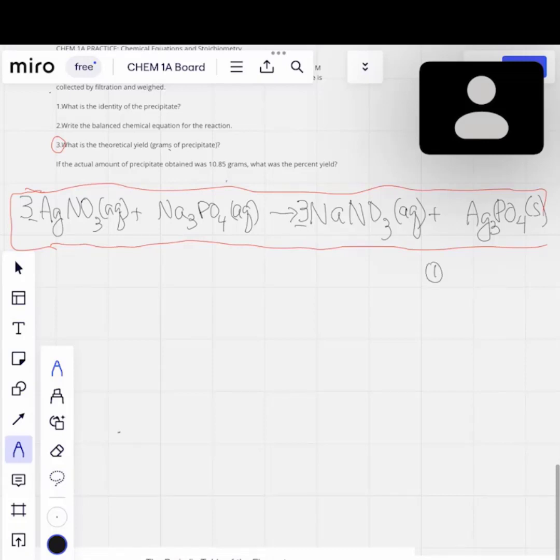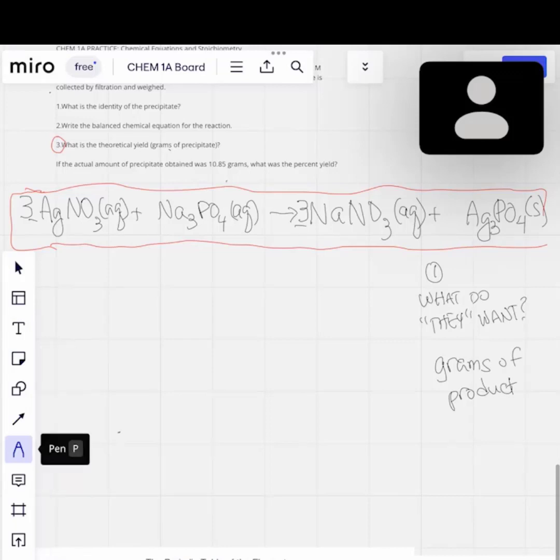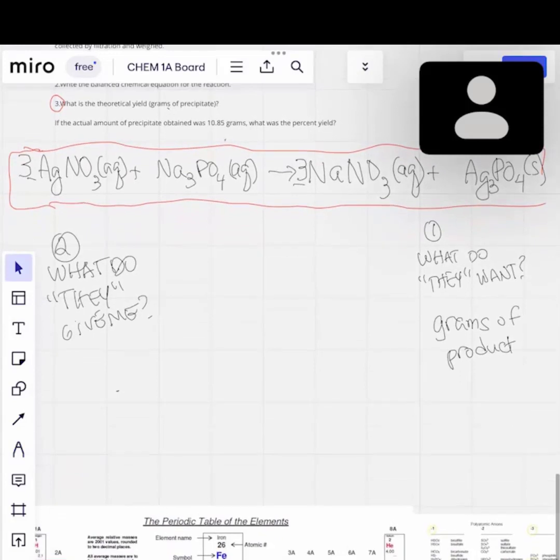Number one is to ask yourself, what are they asking for? In other words, what do they, the powers that be, what do they want? And the answer is we want grams of precipitate, in other words, grams of product. Then I ask the question, well, what do they give me? The answer is they're not giving us grams or stuff. They're giving us milliliters of solutions. So the question now is, how do I get from what they give me to what they want?